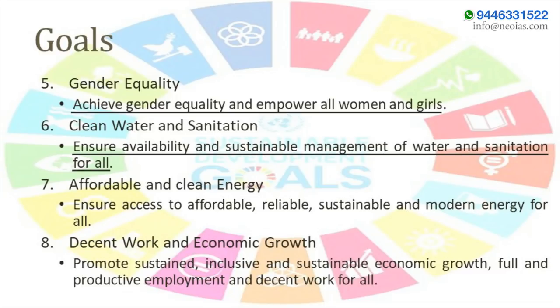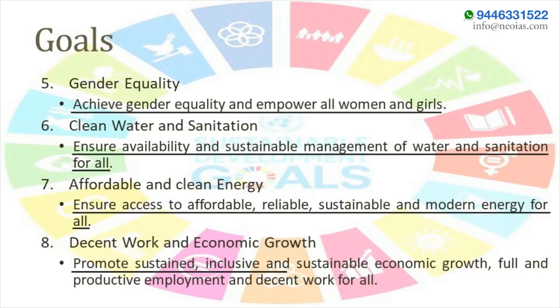Seventh goal is affordable and clean energy. Aim of this goal is to ensure access to affordable, reliable, sustainable and modern energy for all. Eighth one is decent work and economic growth. This goal aims to promote sustained, inclusive and sustainable economic growth, full and productive employment and decent work for all.